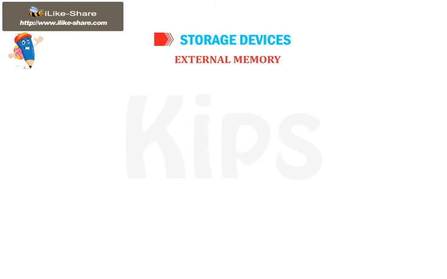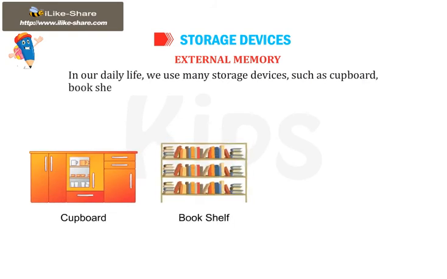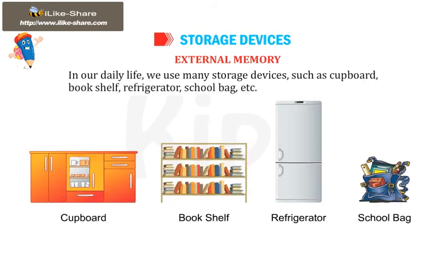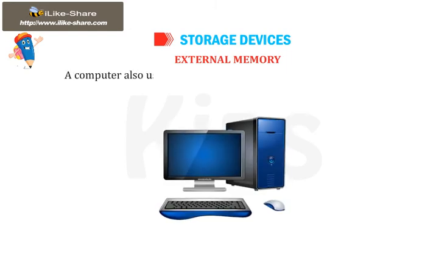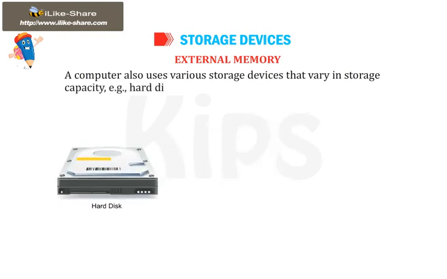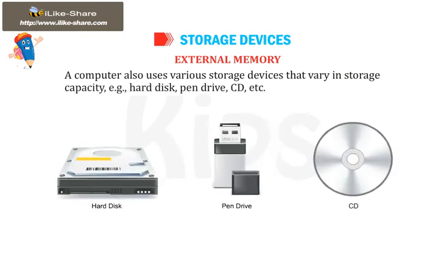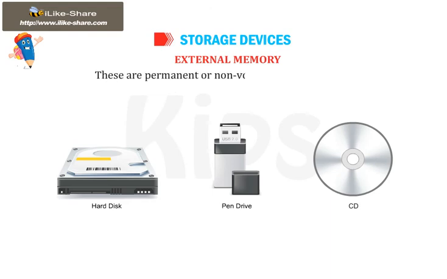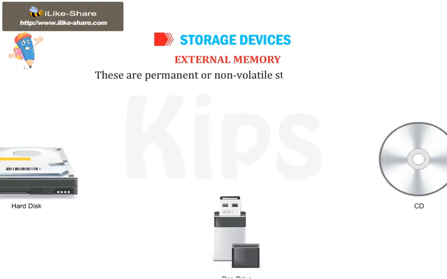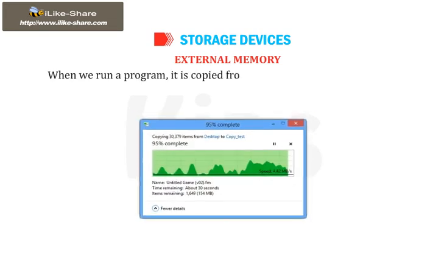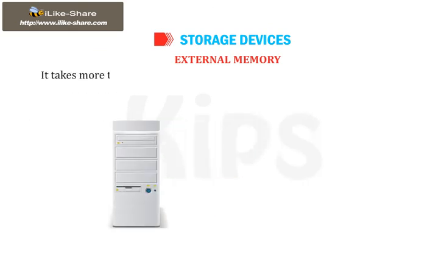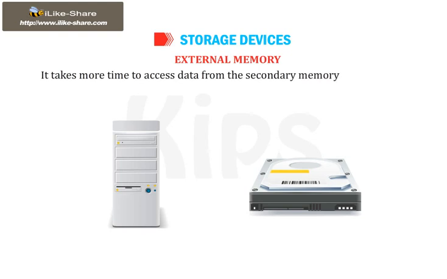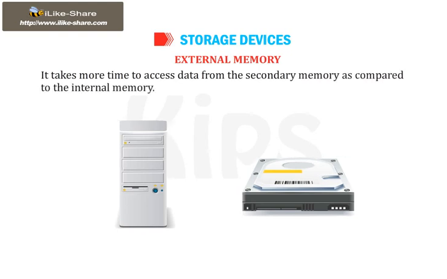Let's see an example. In our daily life, we use many storage devices such as cupboard, bookshelf, refrigerator, school bag, etc. A computer also uses various storage devices that vary in storage capacity. Example: hard disk, pen drive, CD, etc. These are permanent or non-volatile storage devices. When we run a program, it is copied from the secondary storage into the internal memory. It takes more time to access data from the secondary memory as compared to the internal memory.